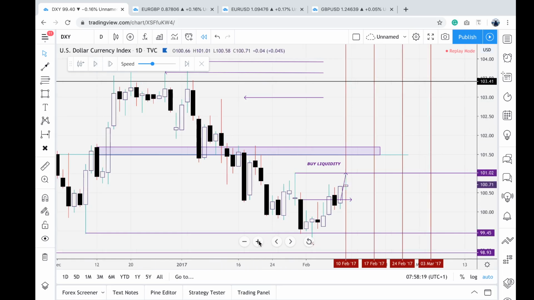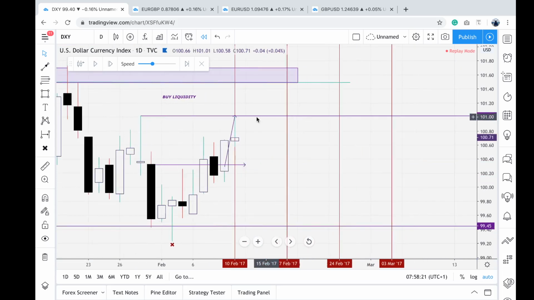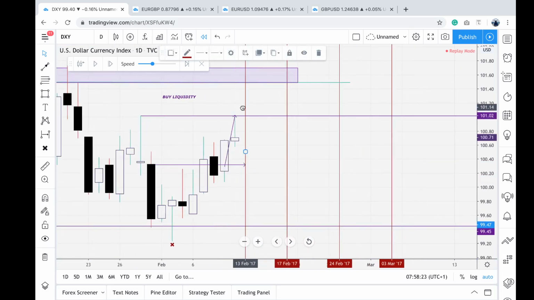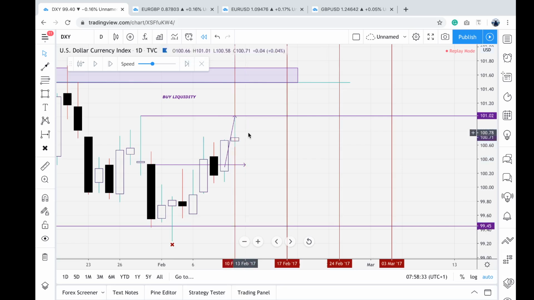So look how precisely price taps our level. Let me actually point this out. Look how perfect we are in getting to this level. That is precision on your daily time frame, something you're not going to get anywhere else. Only Gene teaches this. Okay?